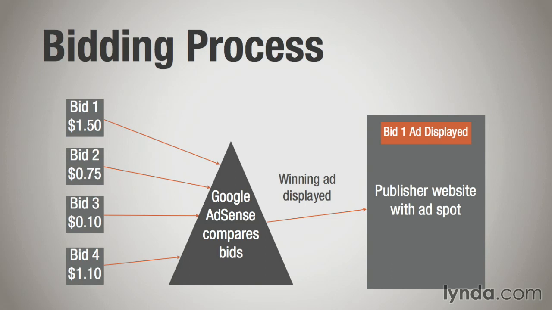This comparison and automatic bidding process happens for every single impression served on a website and occurs almost instantaneously. Google AdSense consists of multiple ad networks and therefore does a very good job of finding the highest paying advertiser for a particular spot on a website.